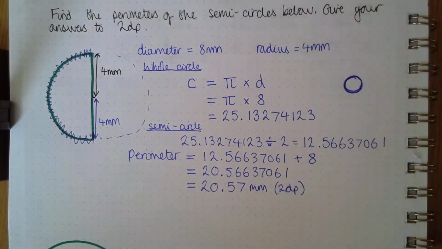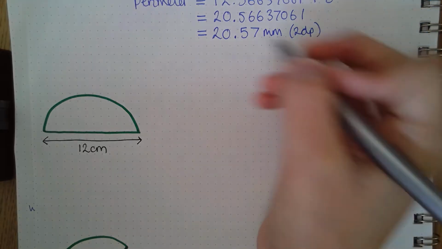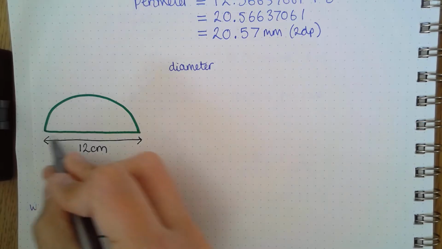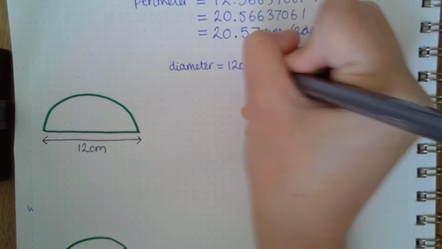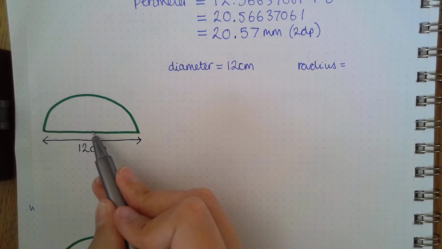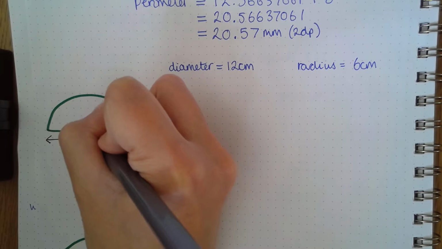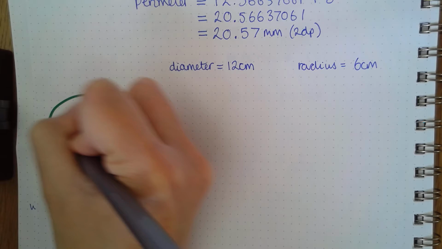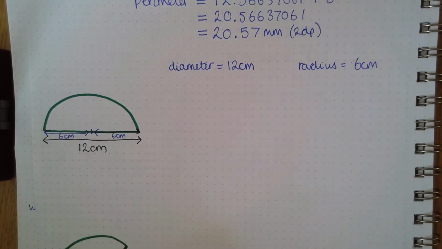Second example, same process. So I'll copy this one down. What we're going to do is write our diameter. The diameter goes all the way across, so it's 12 centimeters. And the radius must be half, so it will be 6 centimeters. You could always add this on if it makes it easier to understand. So that part's 6 and that part's 6, and the whole thing is 12.